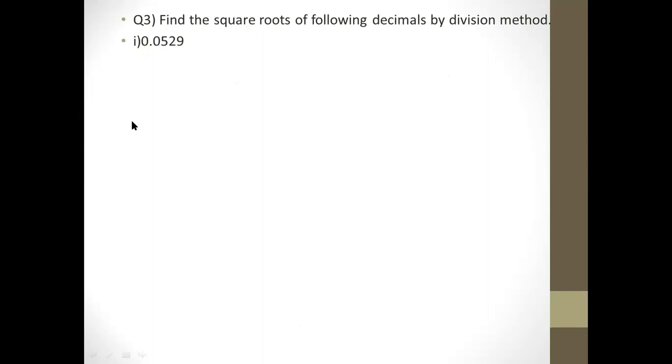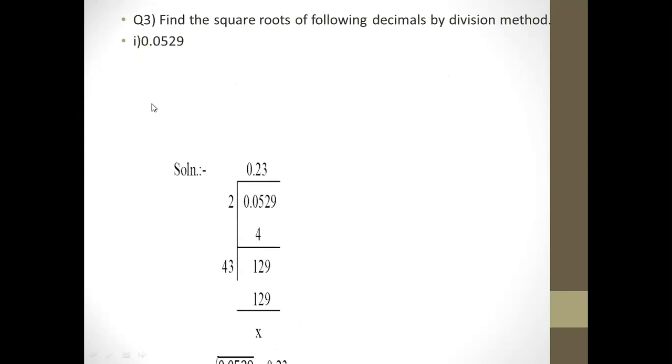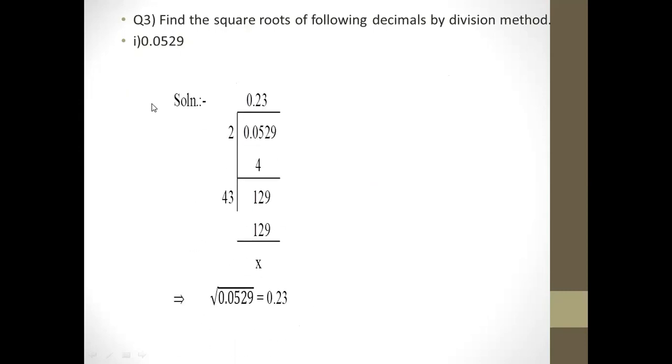The same method. For decimals, you remove the decimal. If you remove the decimal, how can you do it? Look, when you make pairs, the first pair is 29 and the second pair is 05. Is it? And before this you have the decimal. So you write 0 and then the decimal. So 5. The second pair is 05.